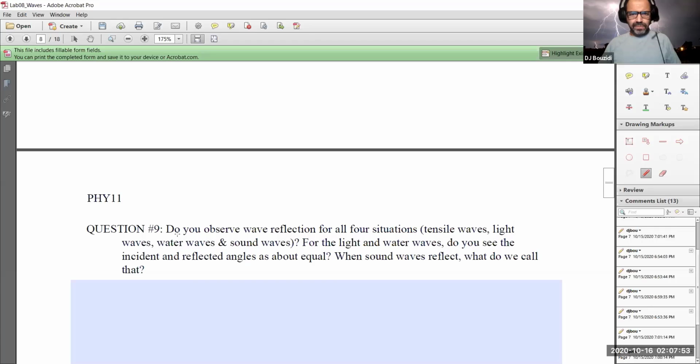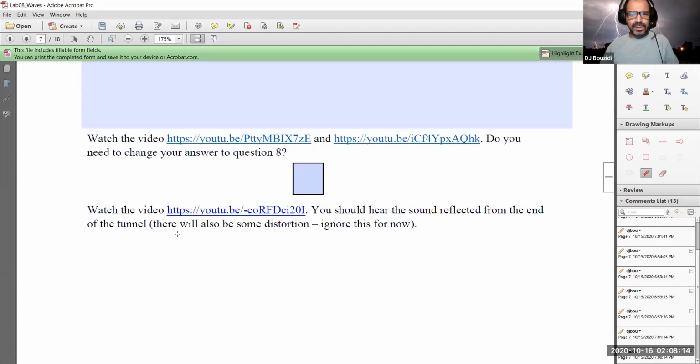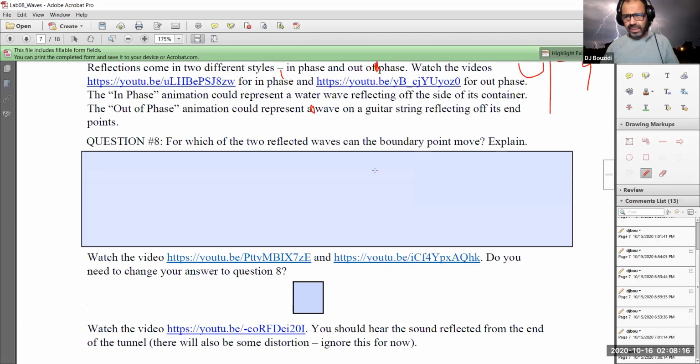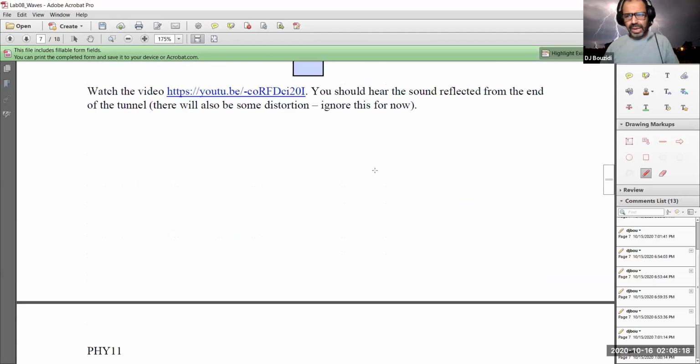So do you observe wave reflection for all situations? Tensile waves, light waves, water waves, sound waves? We just answered, obviously, yes. All waves do that, okay? For light and water waves, do you see the incident and reflected angles as about equal? When sound waves reflect, what do you call that? Okay, so again, you're going to go through all of these activities, okay, and do that.